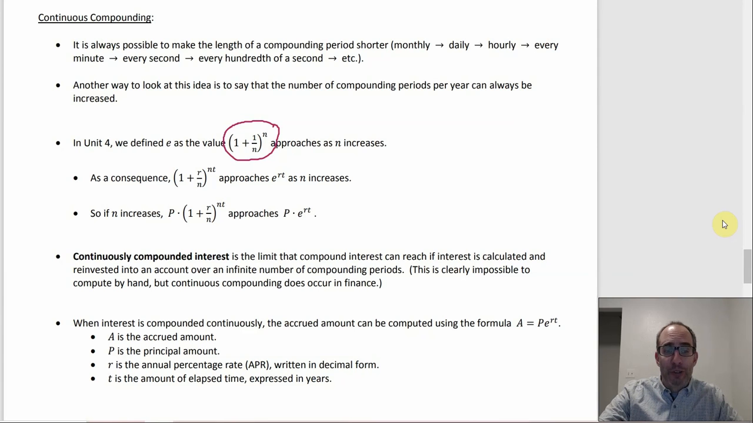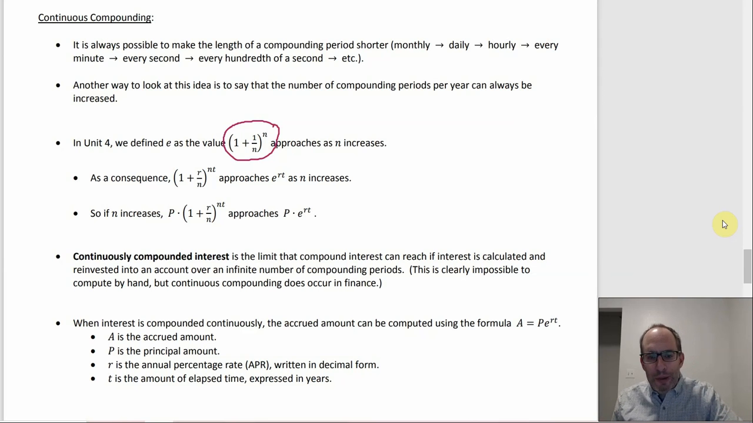So as a consequence, 1 plus r over n to the nt. So that's a little bit more complex of an expression. It's got an r in that numerator where there used to be a 1, and now we have an n times t instead of just an n. But that will approach e to the rt as n increases.